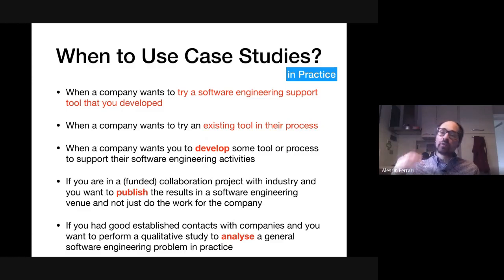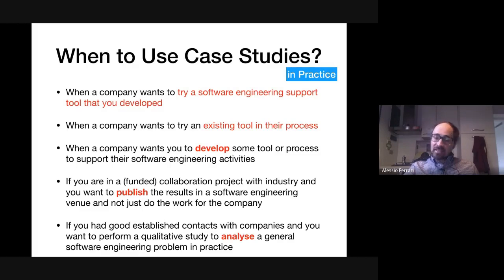This will be useful to you if you are involved in a collaboration project with industry, and you are at the university or you are in the industry itself. It is important that you understand that whenever you do something and you interact with a company and you develop something for them, you need to publish that. And for software engineering, one of the few ways of publishing something that is already close to technology transfer is to use a case study.